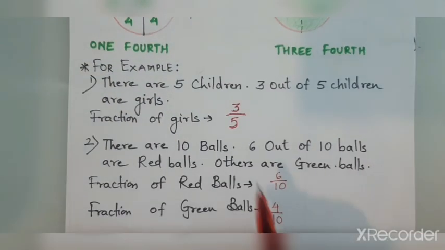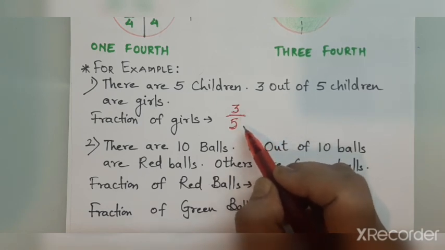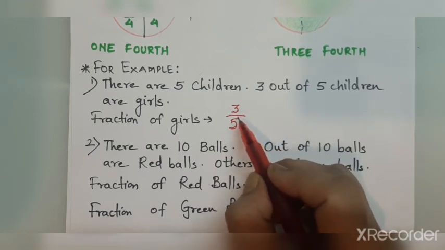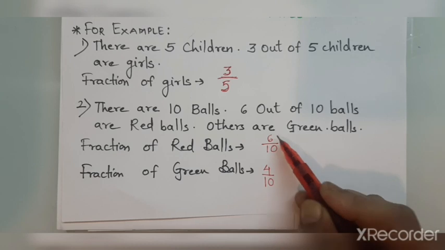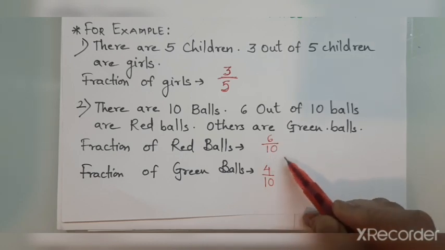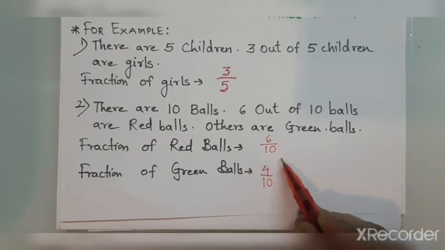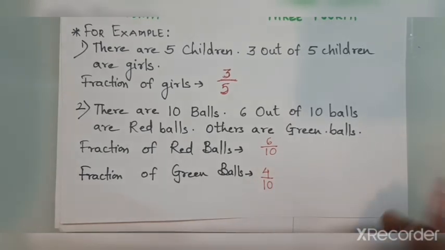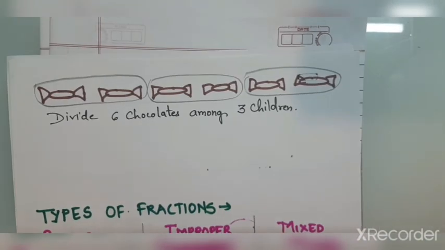Here, 3 upon 5 is a fraction. It is said as 3 upon 5. And what is the numerator here? The number at the top is the numerator. So 3 is the numerator, 5 is the denominator. This is the fraction 6 upon 10. 6 is the numerator, 10 is the denominator. 4 upon 10: 4 is in the numerator, 10 is in the denominator. I hope you have understood or you have revised.